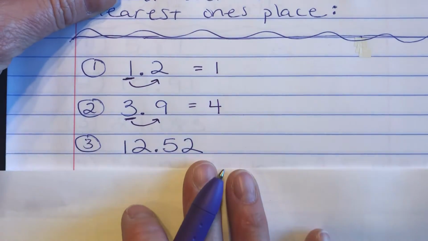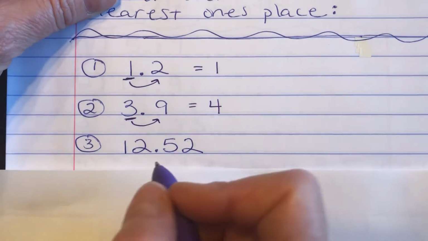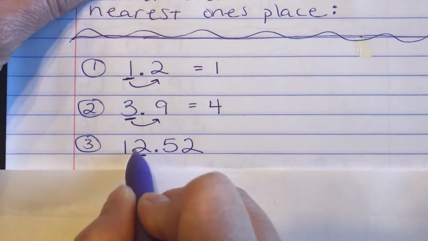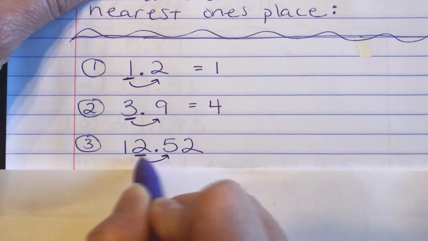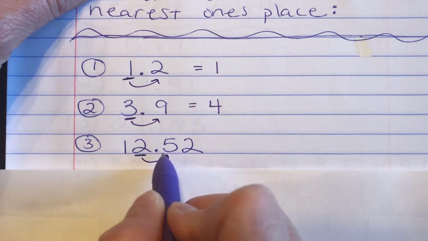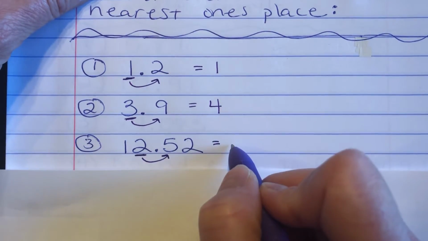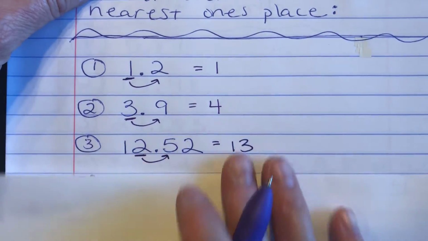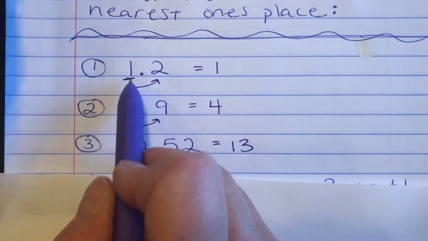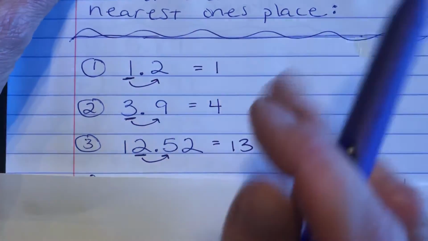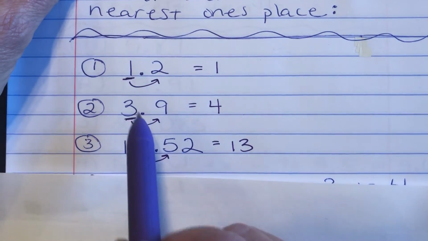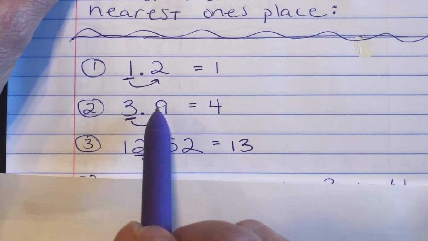All right, third example, round this one to the nearest ones place. And welcome back. The 2 is in the ones place, and I see that next to the 2 is a 5. Remember, if it lands exactly halfway, we round up. So 12.52, I'm going to go ahead and say that is closer to 13. So when I ask you for the ones place, that's the first digit to the left of the decimal point. And if the number next to it in the tenths place is 5 or higher, we bump that up 1. If it's 4 or less, we leave it alone.